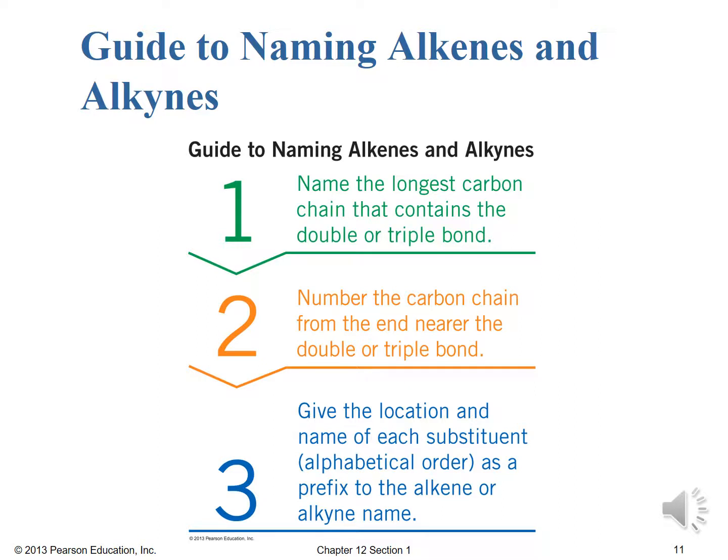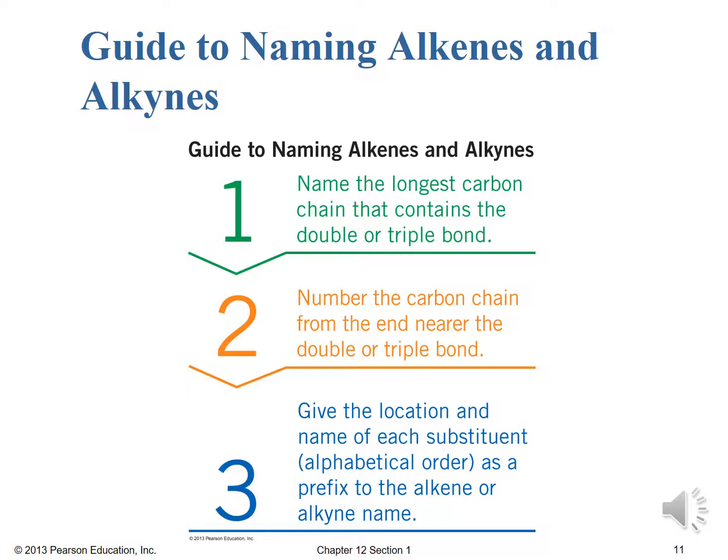For those of you who've become used to the guides, here's our guide to naming alkenes and alkynes. First, just like our guide to naming alkanes, we name the longest carbon chain that contains the double or the triple bond. Now notice the deviation here is that we're looking for the longest chain that contains the double or triple bond. In the alkane case, we were just looking for the longest chain. So be careful, we have to contain the double or triple bond. It is indeed a functional group, as we talked about in the last lecture of the previous chapter, and in order to show the priority, the importance of that functional group, we need to have it in our main chain.